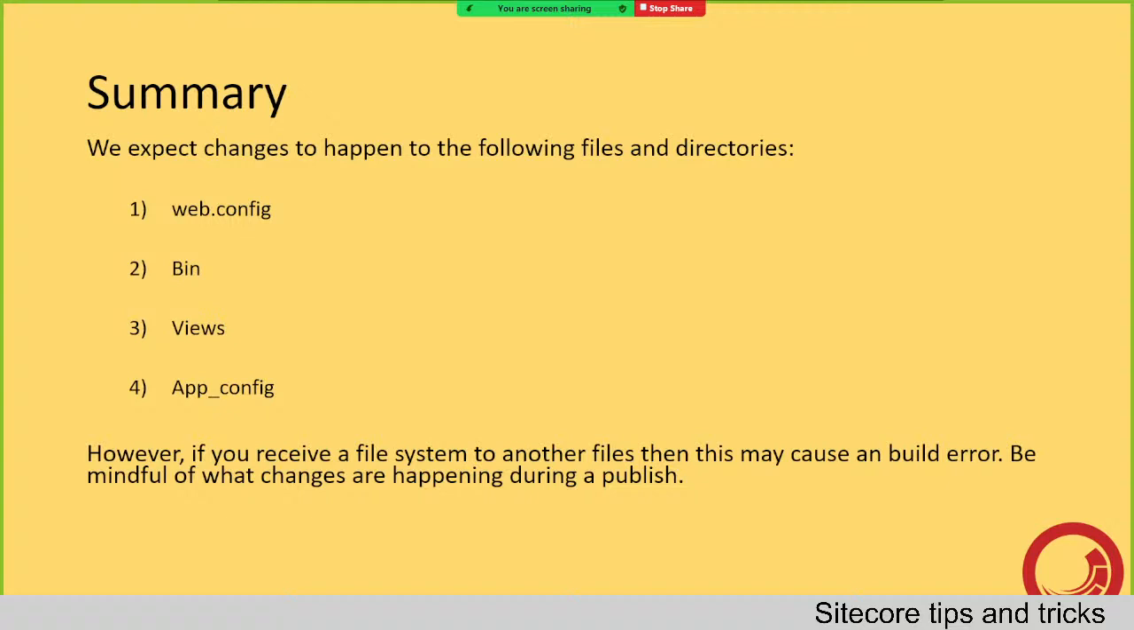We're expecting changes to the bin because we're compiling DLLs, or we might be using third-party DLLs. We're expecting changes to the views because front-end developers might be working on them, or we as well might be working on them. And we're expecting changes to the app config because that's where all of our transformation files are stored. Anytime you want to do something custom, we add a file to the app config. So the app config stores all of our custom configurations.